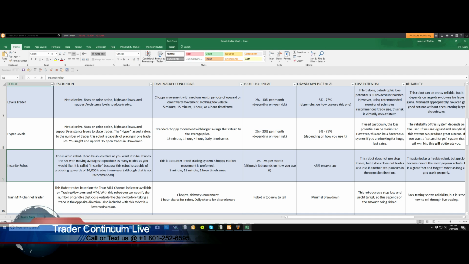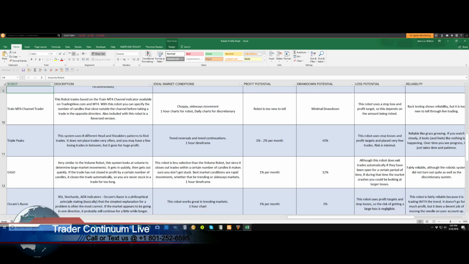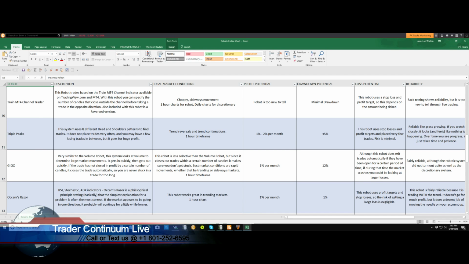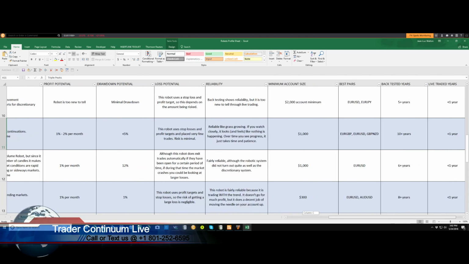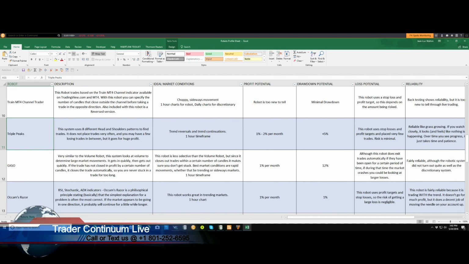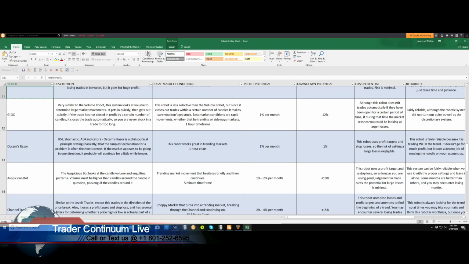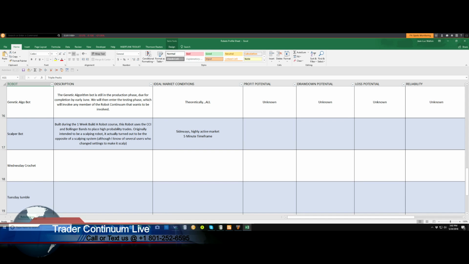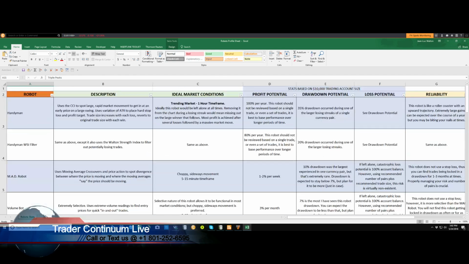So it would take a little bit of a loss just to make sure that it could take a very nice gain. I wouldn't recommend the Triple Peaks robot. That only places like 2 trades a month. So, and it's best on the Euro Pound anyways. Okay, that's all for robots.